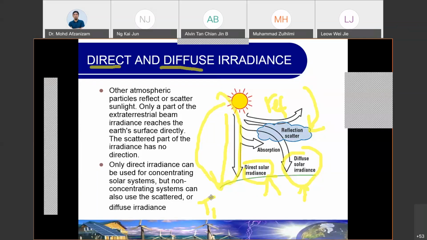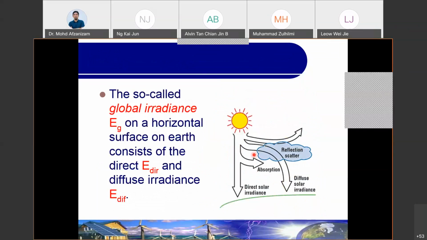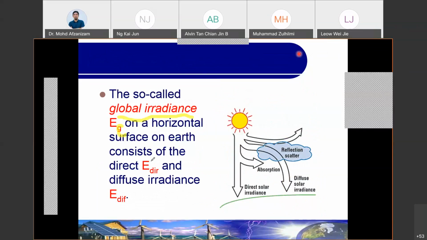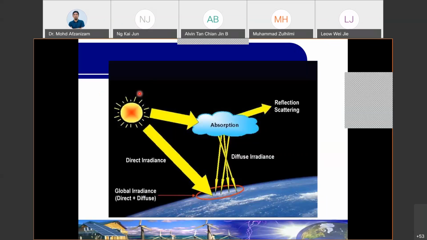We can also get the total, sorry, not total, global irradiance, which is the summation of the direct and diffuse to obtain the global irradiance. That's the equation related to direct and diffuse irradiance. So the global irradiance, EG, is the summation of EDIR, direct, and diffuse. This one plus this one gives the global irradiance. This is how it looks.